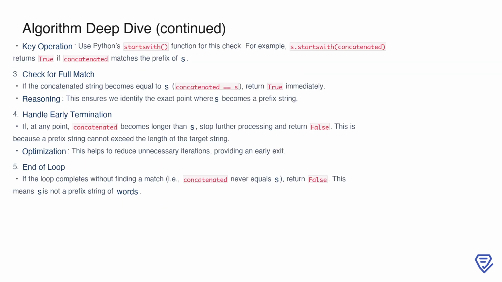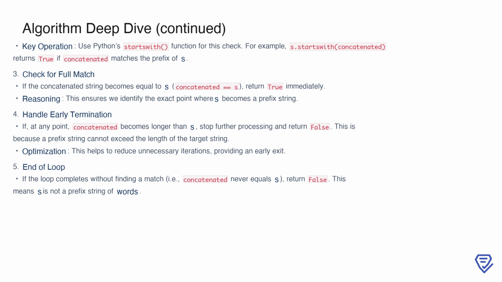The core operation here is the prefix check, which is efficiently handled by Python's startswith function. By calling s.startswith(concatenated), we can confirm whether the current concatenated string matches the beginning of S. If at some point the concatenated string becomes exactly equal to S, we return true, as this means S is a prefix of the array. However, if the concatenated string grows longer than S, we immediately terminate the loop and return false, as it's no longer possible for S to be a prefix. This early termination significantly optimizes the process by avoiding unnecessary computations.